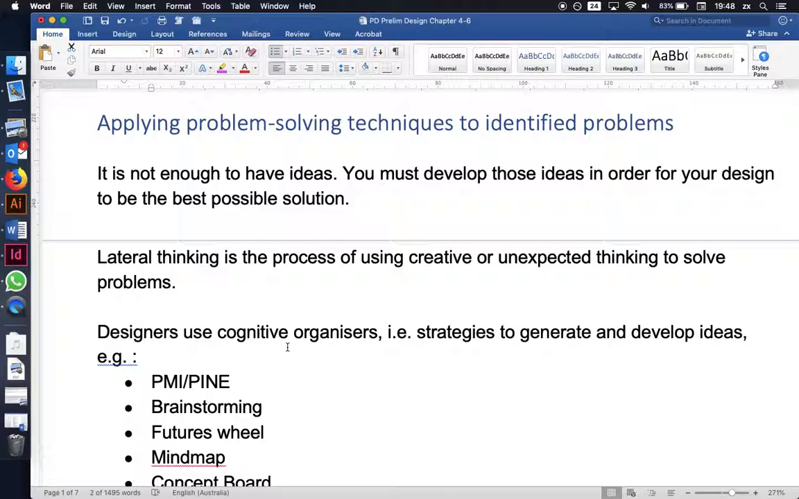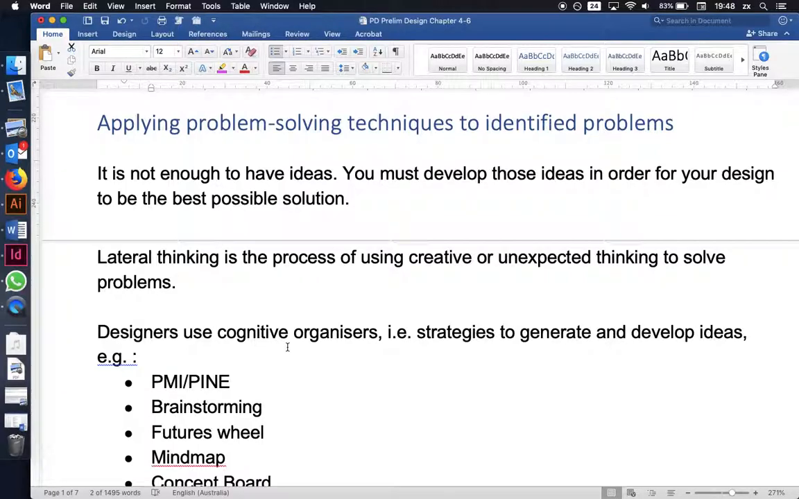But it's not enough just to have the idea. Once you do have your idea, you need to keep pushing. You need to keep coming up with more ideas, because it's very easy to stop when the first idea is presented. Often techniques that force you to keep working, to keep pushing your idea, mean that you end up getting better solutions. You must develop your ideas so that you can get the best possible solution.